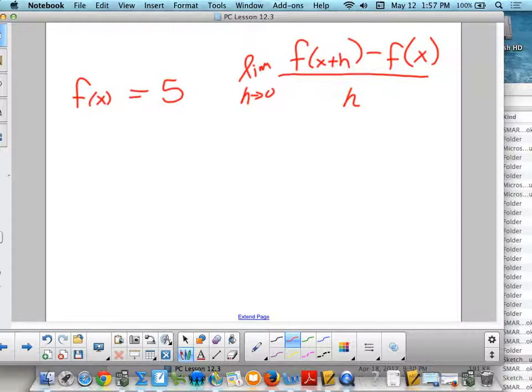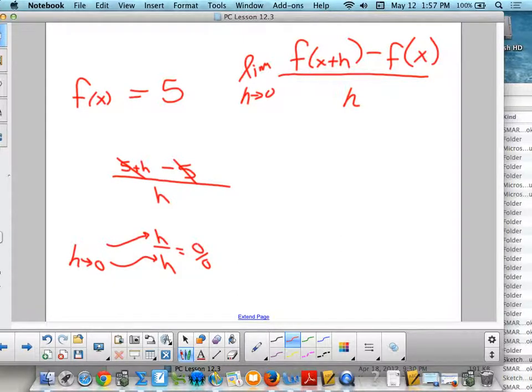I want to hear what you said again. 5 plus h minus 5 over h. Okay, the 5s cancel. We have h over h. Direct substitution, we have 0 over 0. As h approaches 0, you get what? 0 over 0? Which is what? 0? Does not exist, you can't divide by 0.